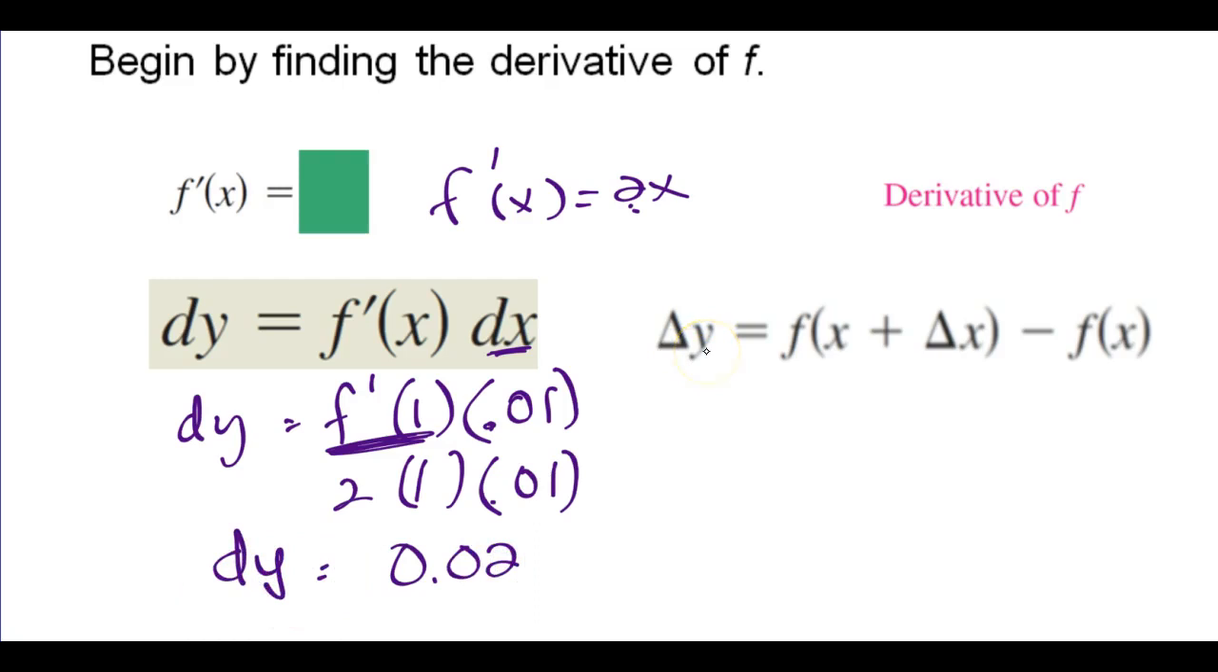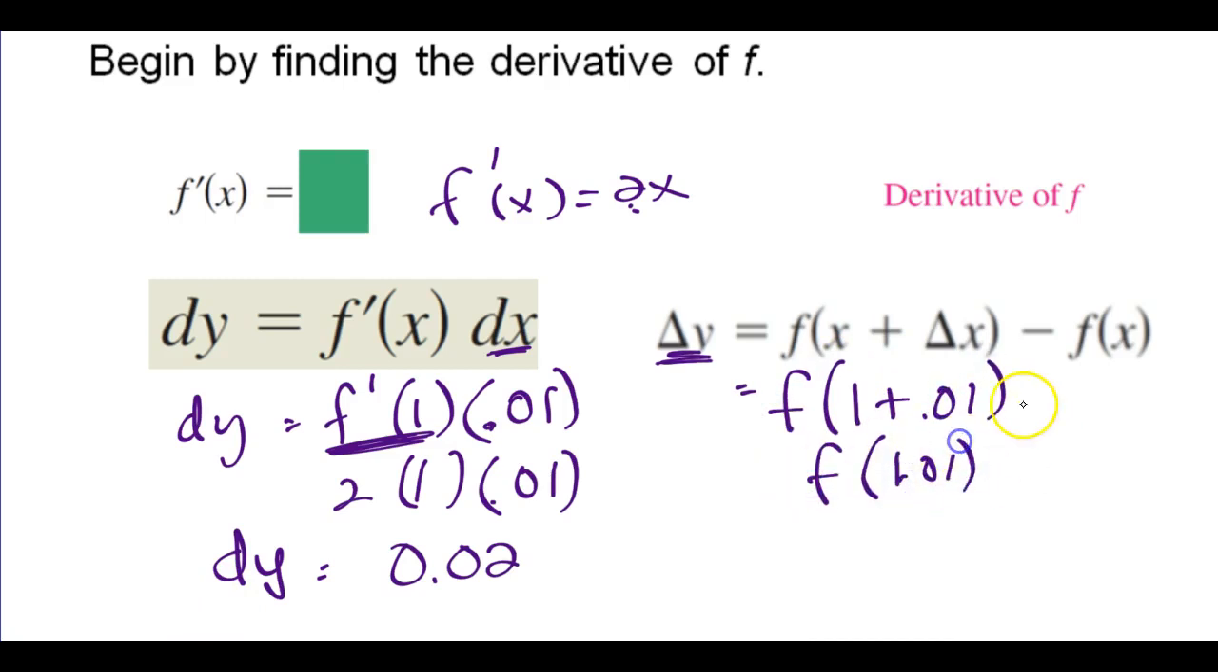The next thing I want to do is find delta y. So again, these are the two definitions that you need. Let's go plug this in. This is f of 1 plus 0.01, which you could just say f of 1.01, minus f at 1. Well, f at x is really x squared. It didn't matter, it's the derivative, but you should go back to the original function because it will matter in some cases. So f at 1 is 1.